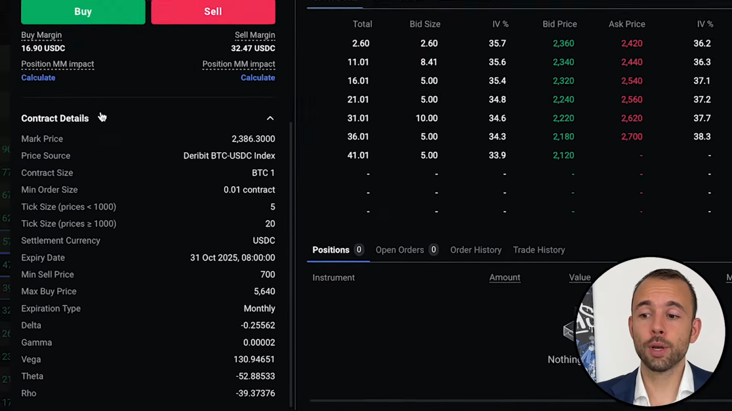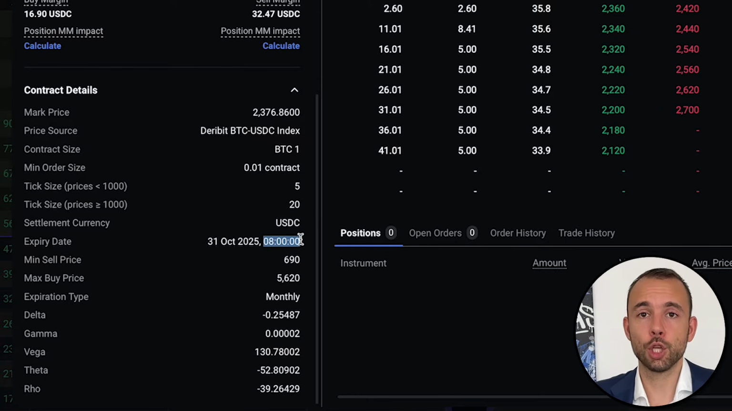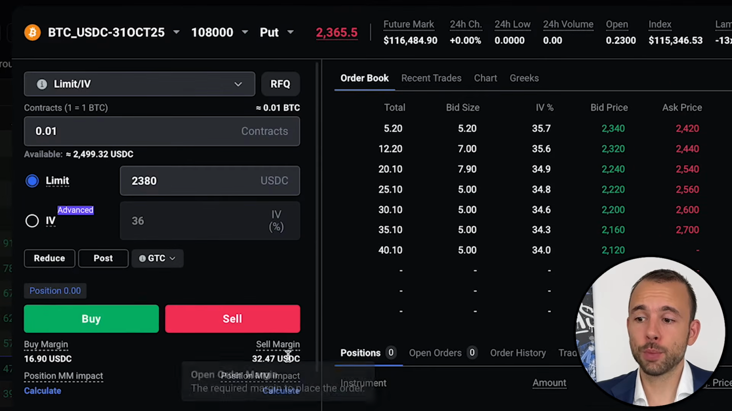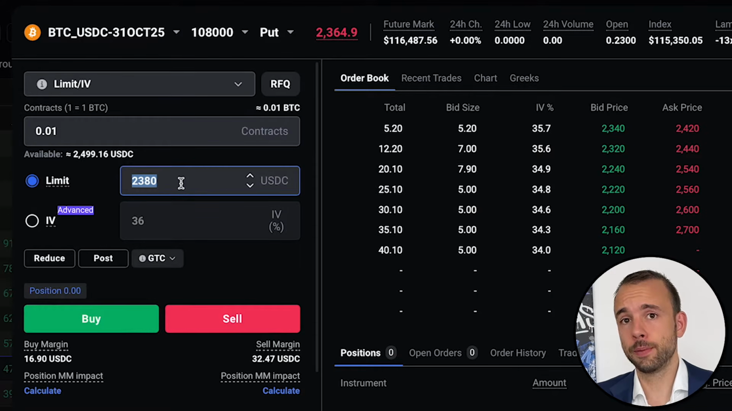And down below you can find the contract details. For example, the expiry date with a time when this option will expire. The options on Deribit expire at 8 AM UTC time. And as you can see, the settlement currency is USDC for this option. And to trade the option, I have to adjust the price that I would like to pay or receive, depending on which side I would like to trade, and I have to click the buy or sell button.